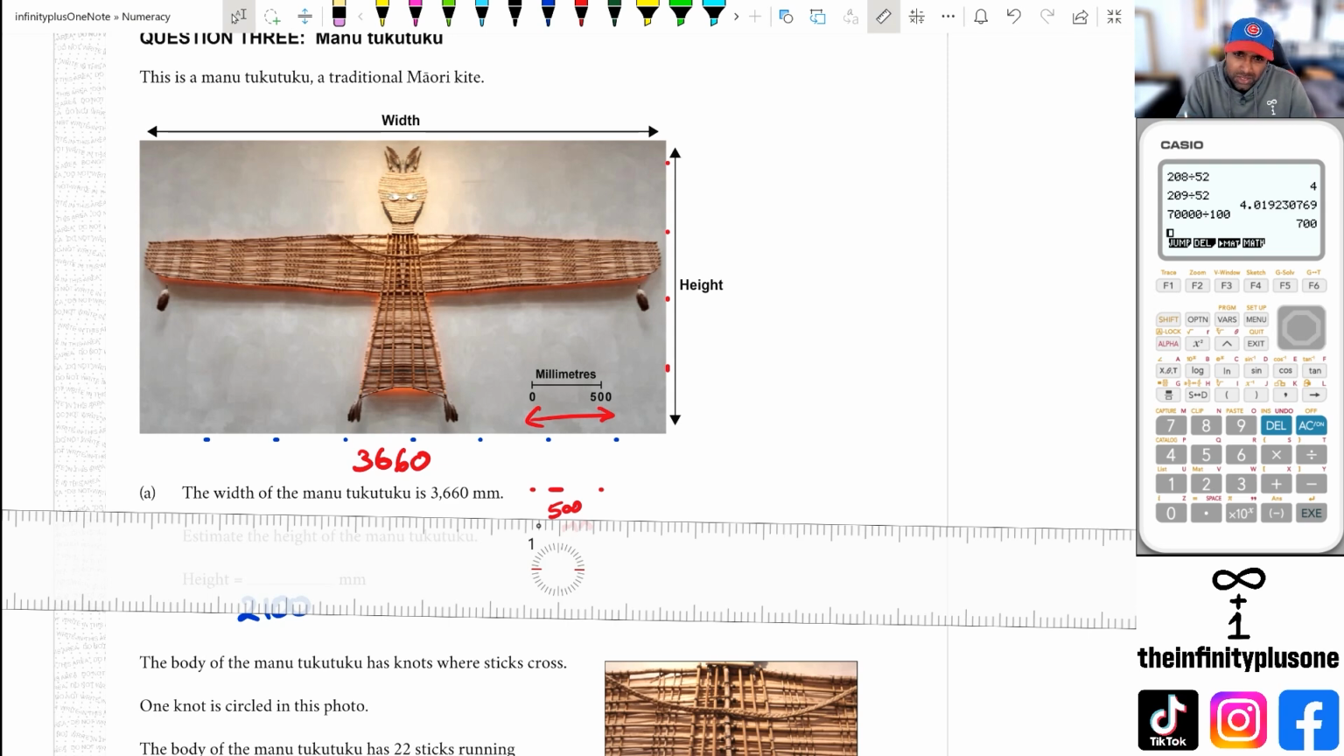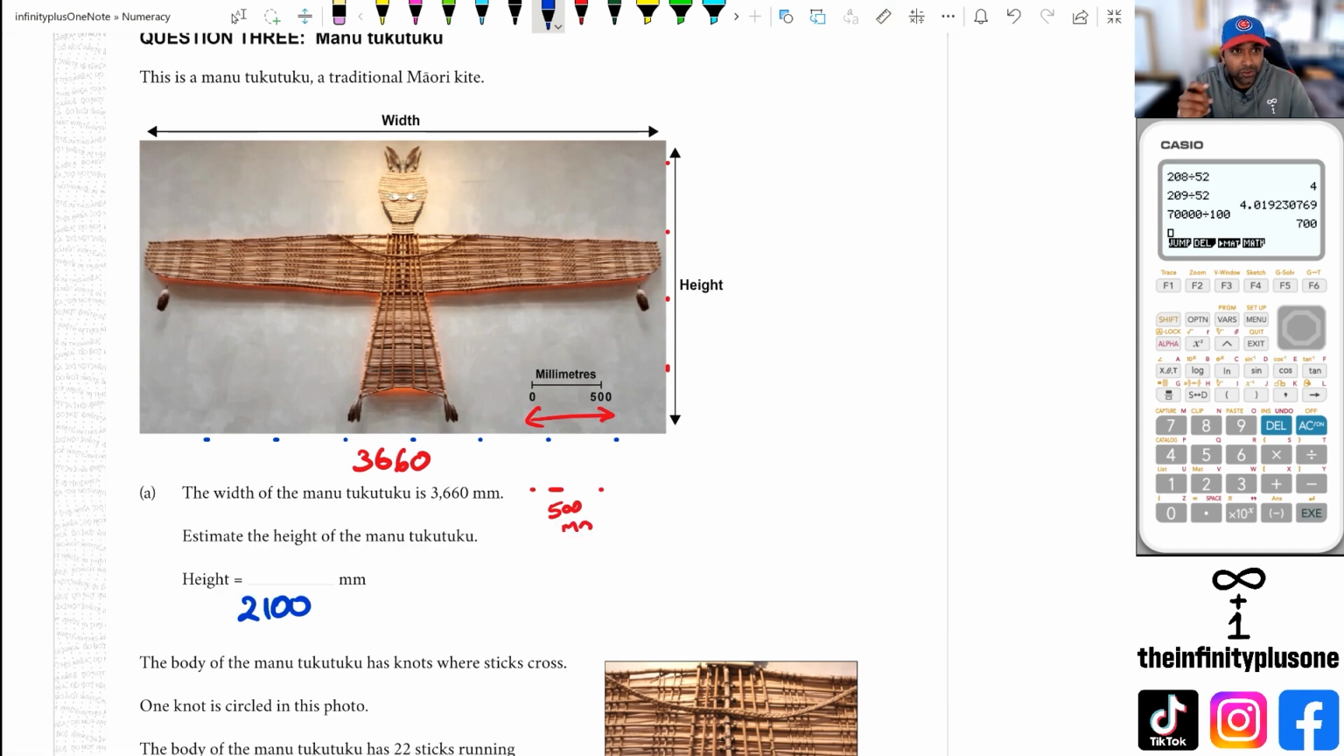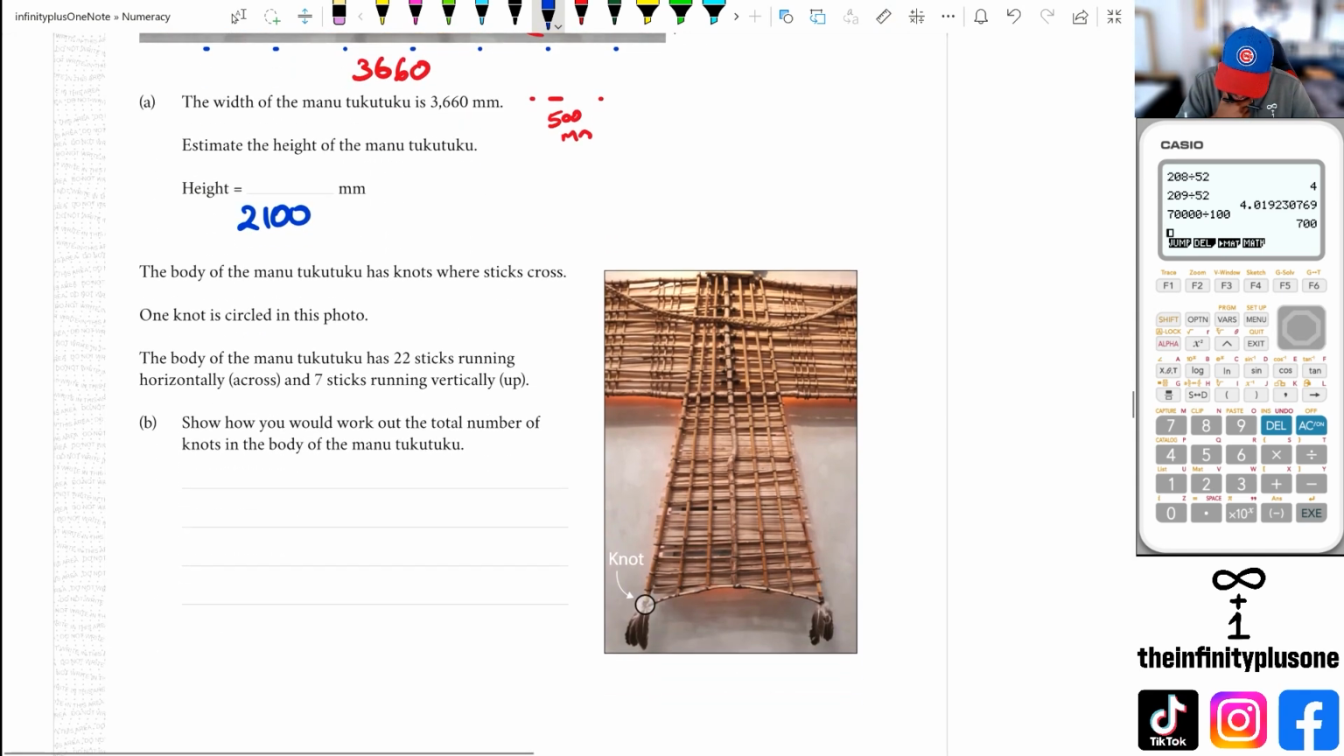So we're looking at just 500 times 4 plus a little bit. So I probably would stick with 2,100. All right, so let's have a look at question B.